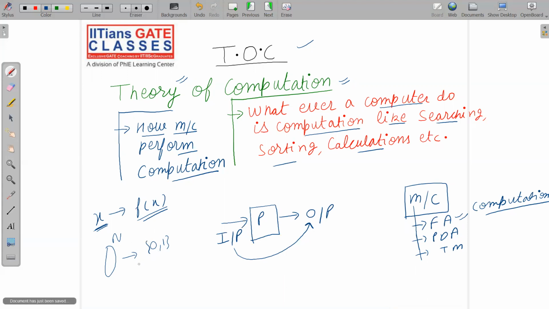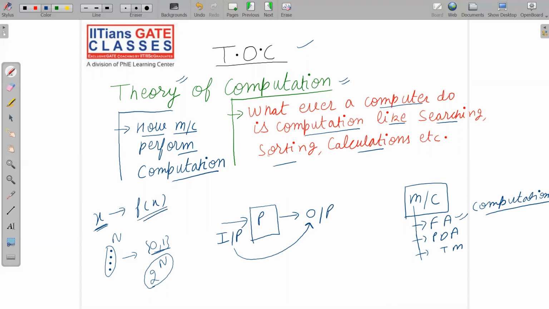I just want to say that for a function from natural numbers to the set {0, 1}, there are lots of such functions. How many functions are there? 2^n, and the natural number set n is infinite. So 2^n is the total number of functions from the natural number set to {0, 1}. Why 2^n? Because each and every natural number has two possibilities, that is 0 or 1. So 2 multiplied by 2 multiplied by 2 and so on up to n times, which is nothing but 2^n. So there are 2^n functions from natural numbers to {0, 1}.